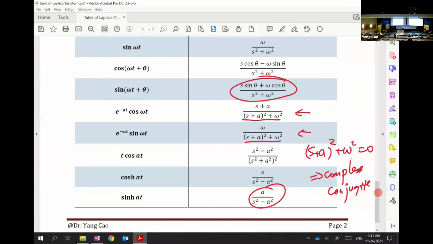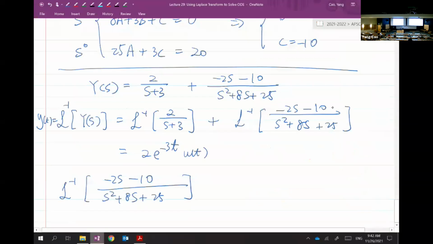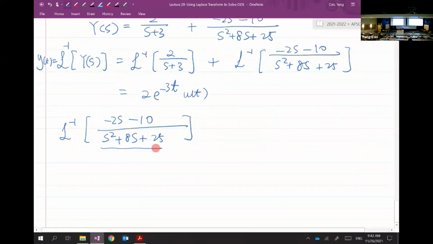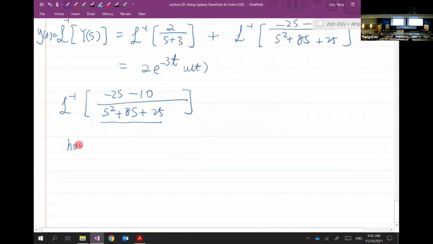So that gives us a hint. I should write my current expression from the denominator in the same format as (s plus a) squared plus omega squared. Then I can use the table here. Basically, the term over here needs to be rewritten to match the table. So let's see how to write that s squared plus 8s plus 25 into this format.